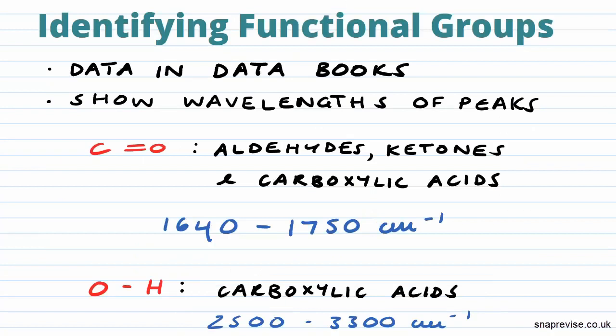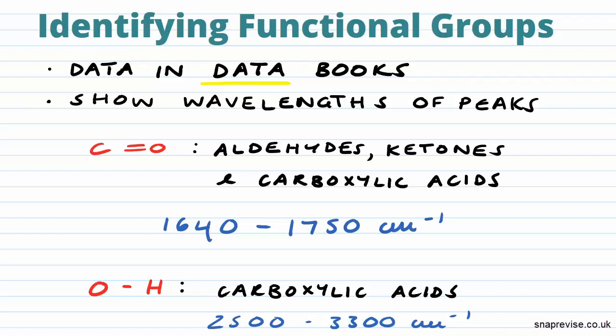So how do we know which peak represents which functional group? Well, the data for this is actually found in our data books, but it's very useful to be able to look at an IR spectra and to immediately recognise, or to have a kind of inkling of, what functional group you're looking at. So in today's video, we're going to have a look at some of the most common functional groups and how to identify them.